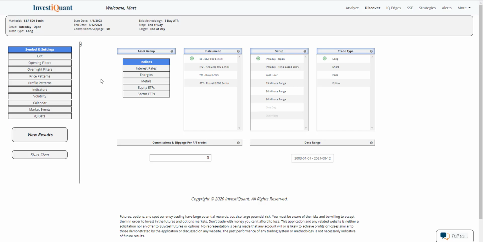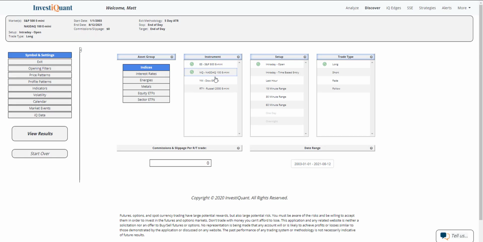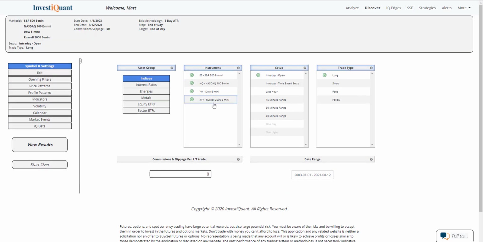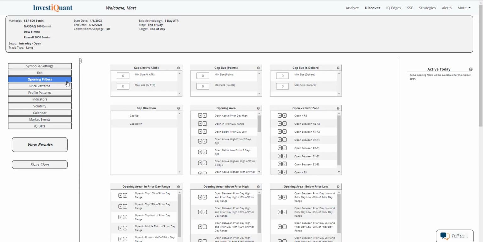So let me go ahead and set this up. I'll show you exactly how we're going to do it using Discover. We're going to have all four instruments included. The setup's based upon entering the market long at 9:30 a.m. Eastern Time and exiting at 4:15 p.m. Eastern Time. Now, currently, the markets are pushing higher in the overnight session. So I'm going to go into the opening filters, and I'm going to say that the gap direction for this study is a gap up, which just means that the opening price is above the prior session closing price.